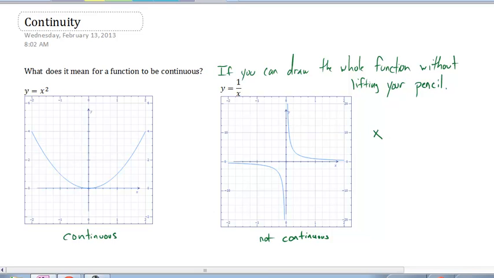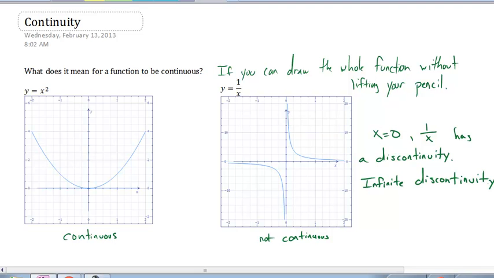In fact, the second function is continuous at every value except for 0. We say that when x equals 0, 1 over x has a discontinuity, and particularly an infinite discontinuity, because that's where the graph breaks. And so this idea of continuous versus not continuous was somewhat fuzzy. We certainly grasped the idea of discontinuities well and understood the algebra of where they come from.